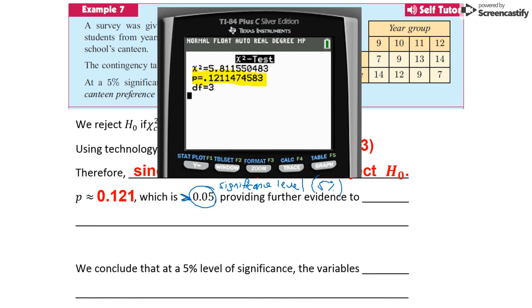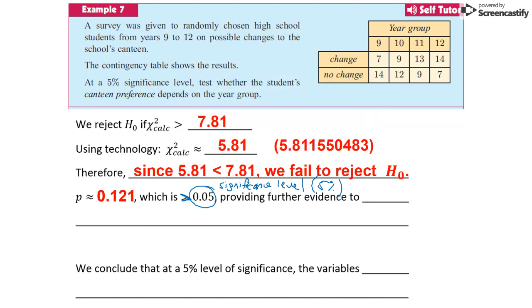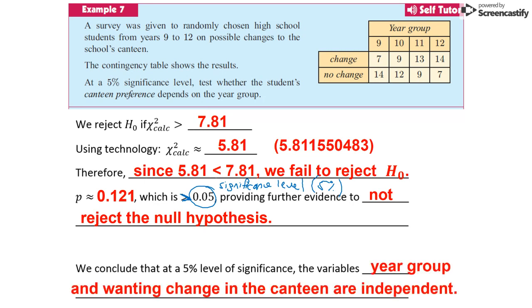So if our p-value is greater than the significance level, that means the same thing as what we just interpreted. That means that we fail to reject the null hypothesis. So that gives us further evidence to not reject the null hypothesis, right? We fail to reject. Therefore, we can conclude that, according to this example, your group and wanting change in the cafeteria are independent. That means there is no relationship between these two things. One does not affect the other.